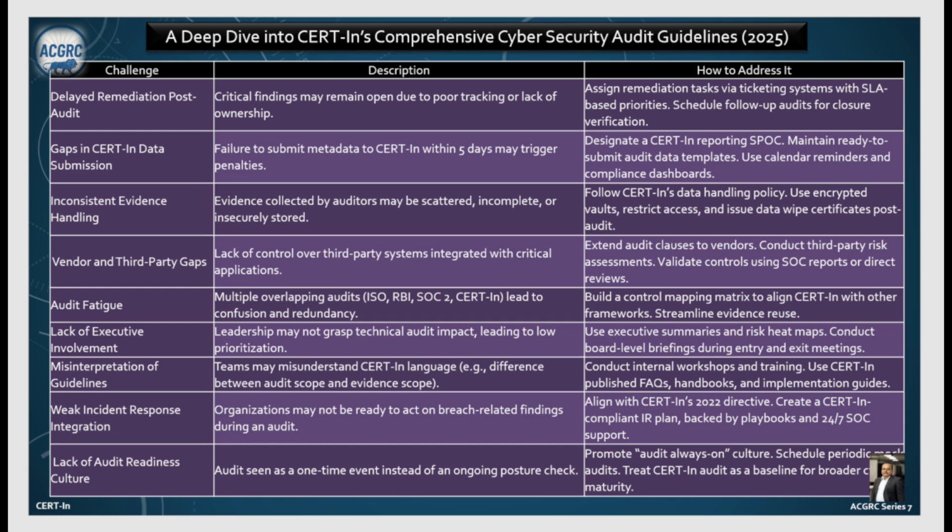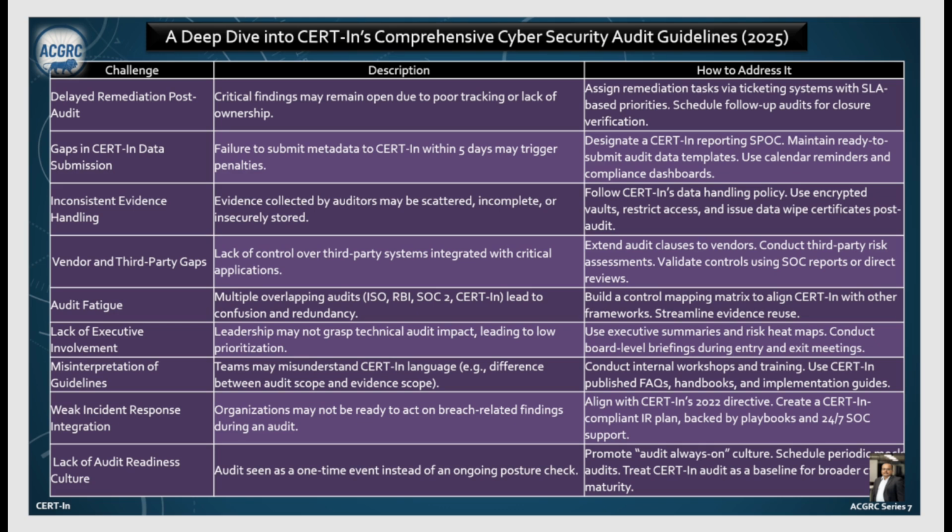The next challenge is the leadership may not grasp the technical audit impact, leading to low prioritization. This is a case of lack of executive involvement. To address this, you can use executive summaries and risk heat maps. You can conduct board level briefing during entry and exit meetings.